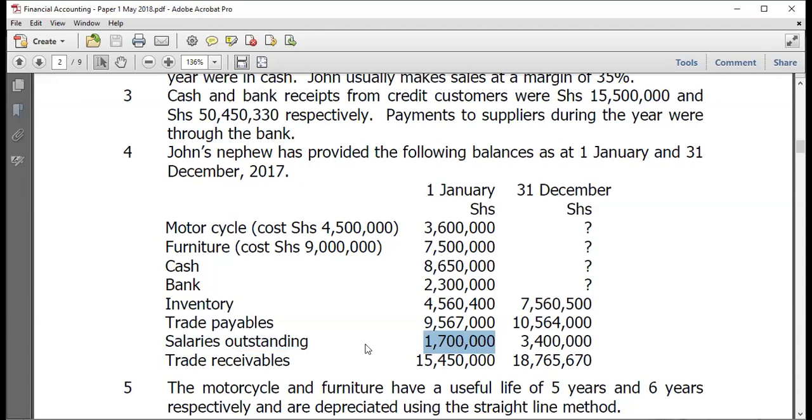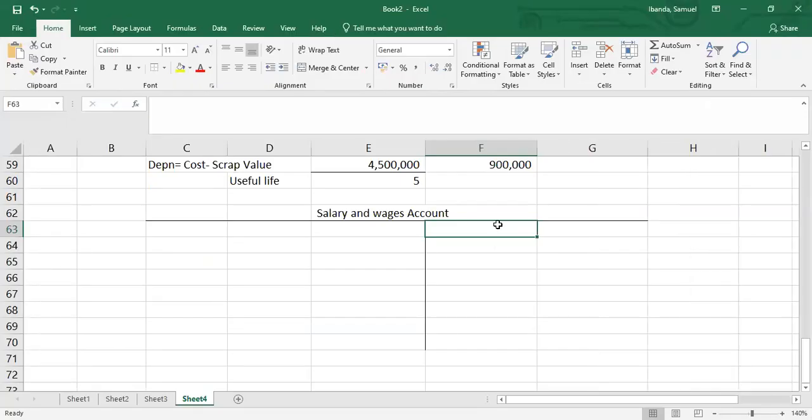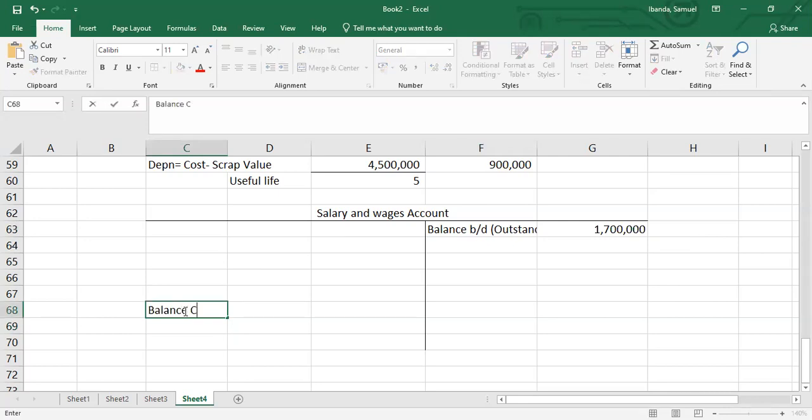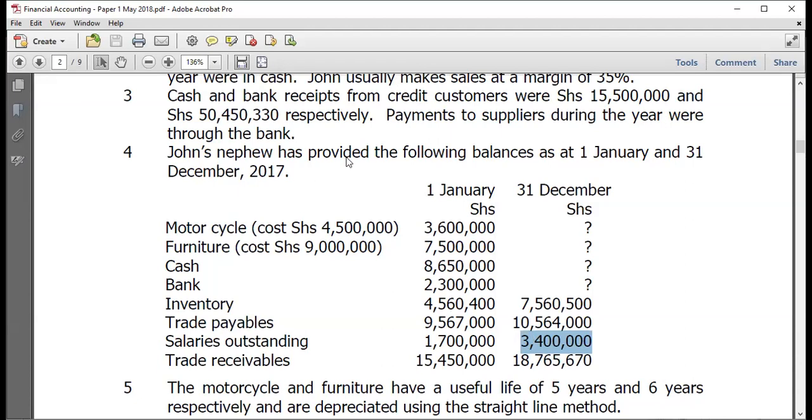But remember, salaries outstanding are liabilities, and liabilities have a normal credit balance. So what I'm going to basically do is once I come here, I'm going to record it on this side because these are liabilities. So I'm going to have my balance brought down, and these are outstanding. Maybe just to not confuse you, these are salaries outstanding, balance brought down. I'll record it here as that value, and then I'll have my balance carried down. Balance carried down, which is similar to outstanding in the same way, but in this case, I'm going to record 3.4, okay? I'm going to record 3.4. So right there, okay? So that's what I'm going to record now.